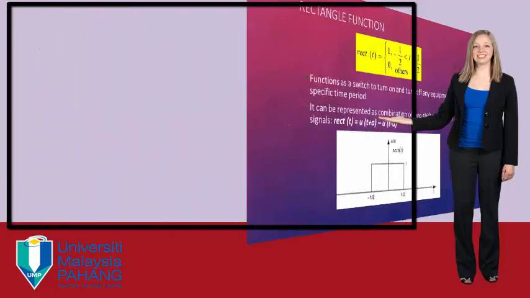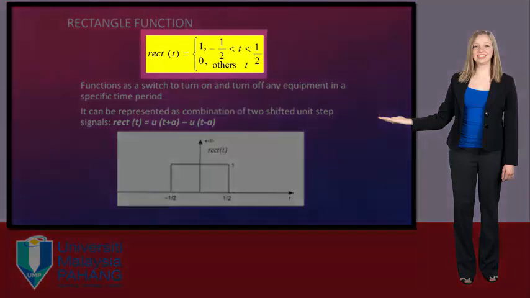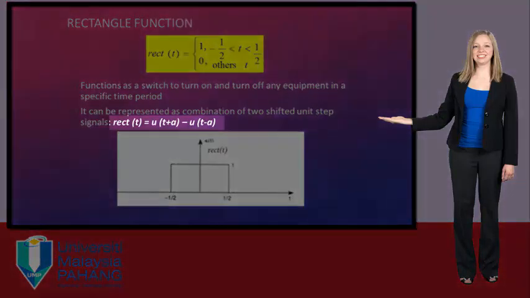Here is rectangle function. It functions as a switch to turn on and turn off any equipment in a specific time period. The definition of rectangle function is rect(t) equals 1 from negative half to half of t and 0 for other t. It can be represented as combination of two shifted unit step signals: rect(t) equals u(t plus a) minus u(t minus a).